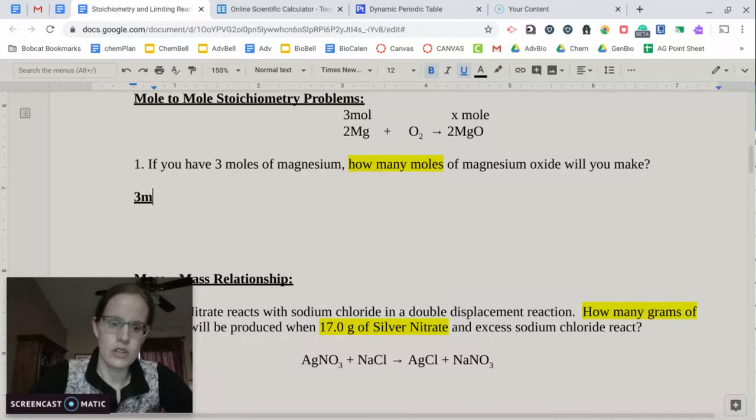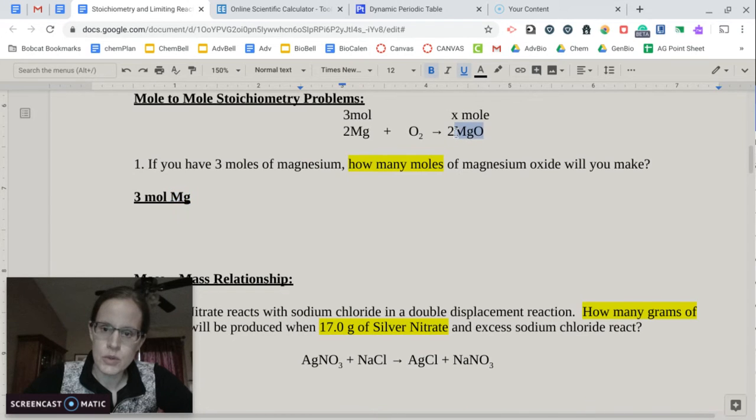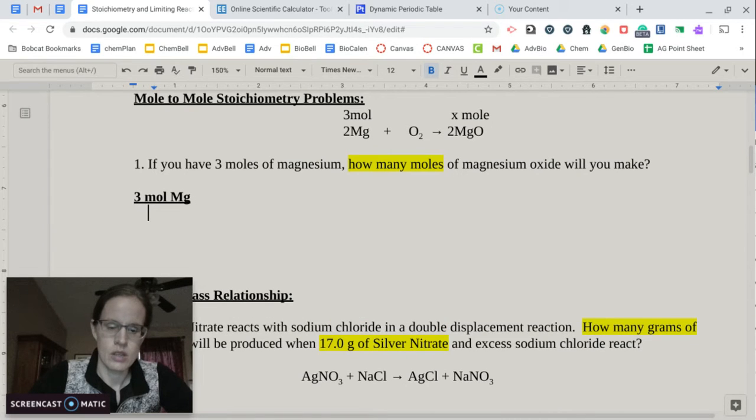Just like all your other dimensional analysis problems, you're going to start out with your given over 1. You have to put the label. You have to put the Mg because we're going to end up going from Mg to MgO. So I need to know where it's Mg and where it's MgO. There we go. Put it over 1.